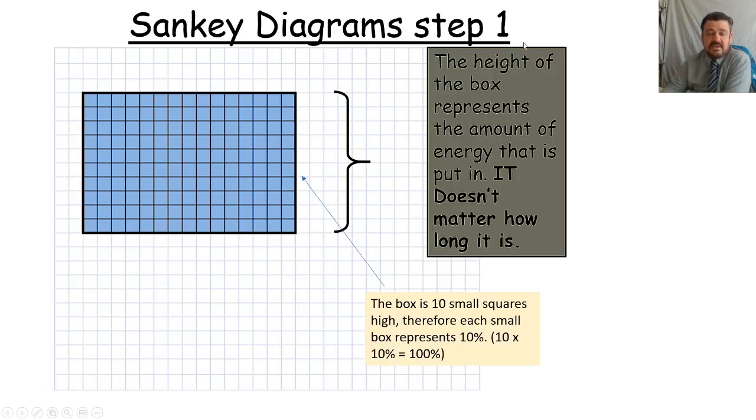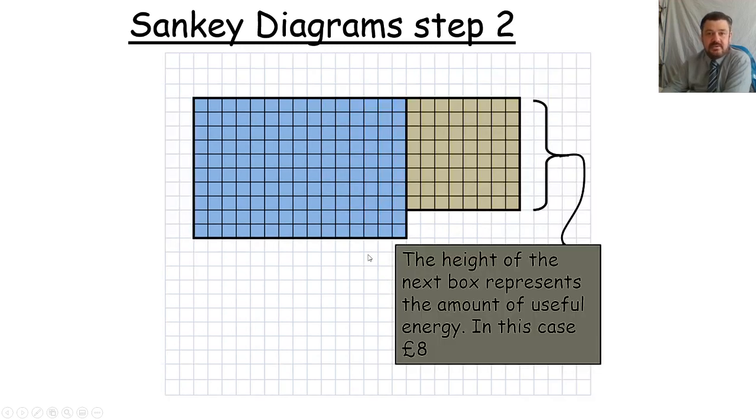So if we were to draw a Sankey diagram for our £10 note, this is what it would look like. Now the important part, the height of the box represents the amount of energy that is put in. It doesn't matter how long it is. This part here is the important part. This part doesn't matter how long that is. Now the box is 10 small squares high, so therefore in this case each small square represents 10%. 10 times 10 is 100. So if we have our £10 going in, our £8 coming out that's useful, that's how we do it for step 2.